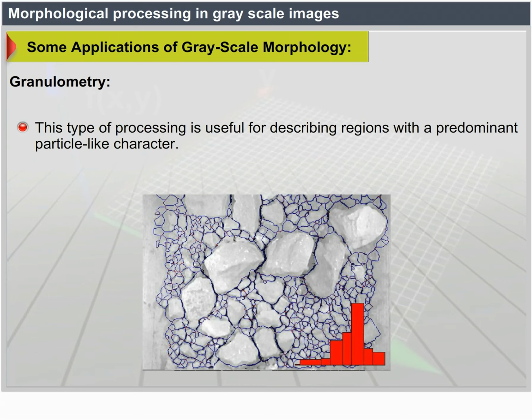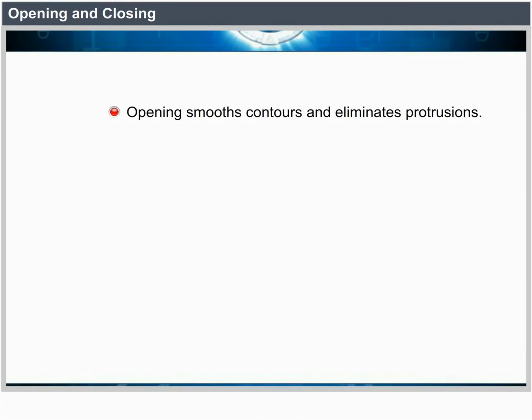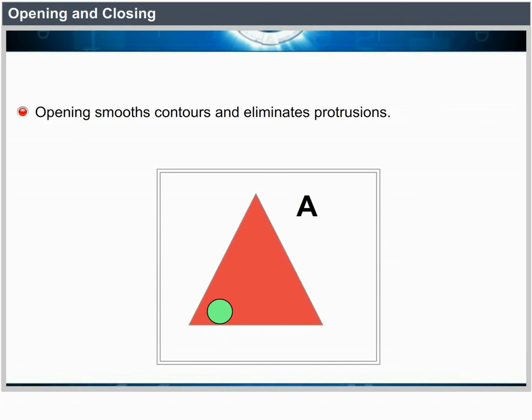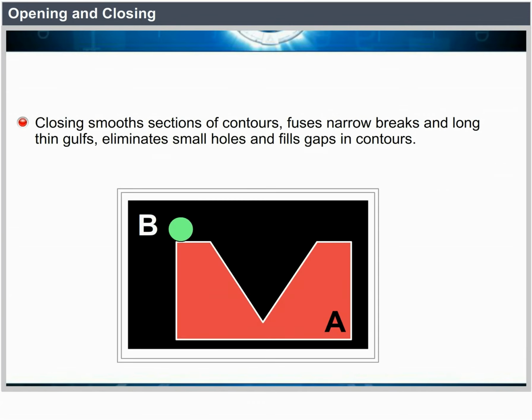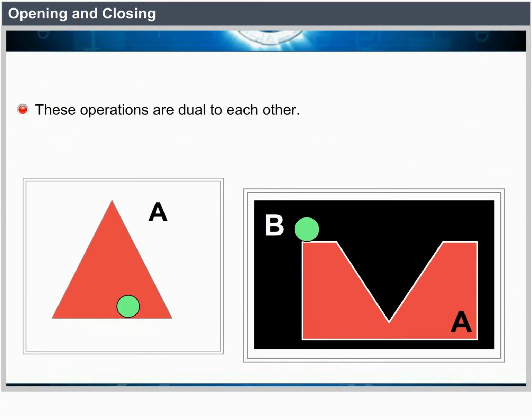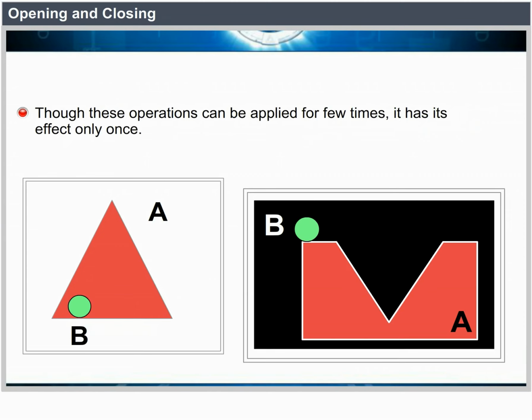Opening and closing. Opening smooths contours and eliminates protrusions. Closing smooths sections of contours, fuses narrow breaks and long thin gulfs, eliminates small holes and fills gaps in contours. These operations are dual to each other. These operations can be applied a few times but have an effect only once.